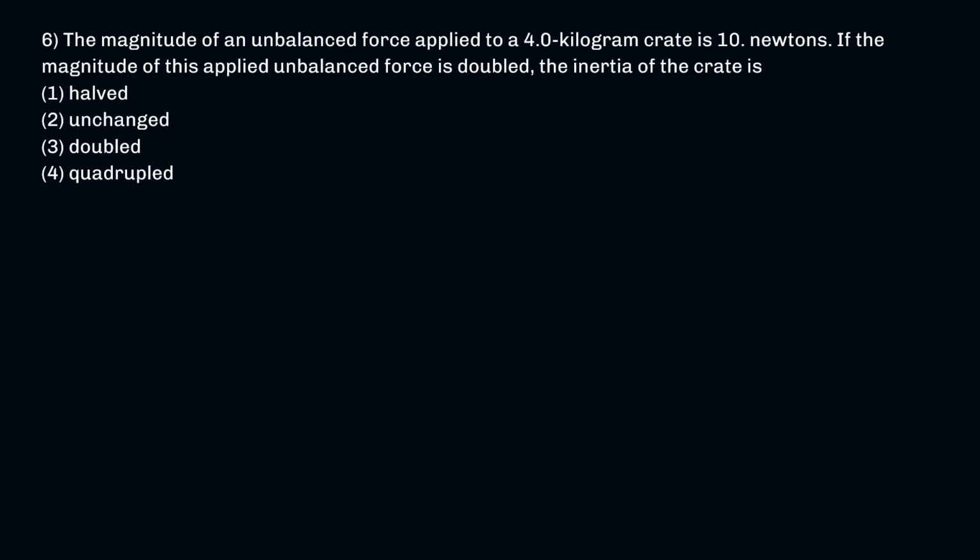All right, so example number 6. We have the magnitude of an unbalanced force applied to a 4 kilogram crate is 10 newtons. If the magnitude of this applied unbalanced force is doubled, the inertia of the crate is. Alright, so there's a lot of stuff here that you really don't need to worry about. Let's talk about unbalanced force. That just means we have a net force in some direction. It's saying that it's just 10 newtons, or the sum of all forces is 10 newtons. We have here the 4 kilogram crate.